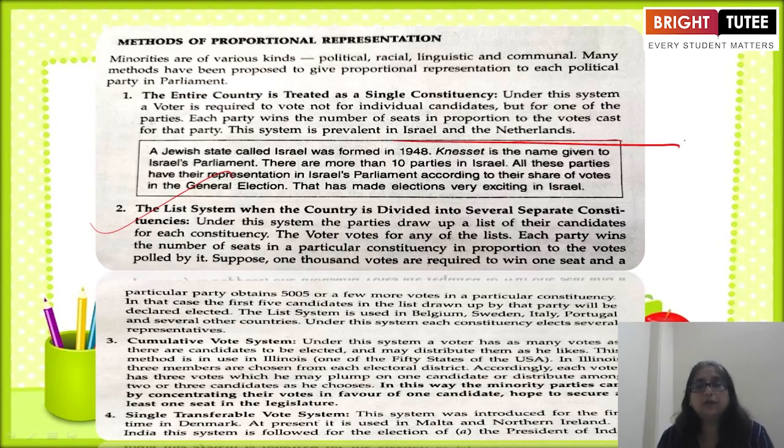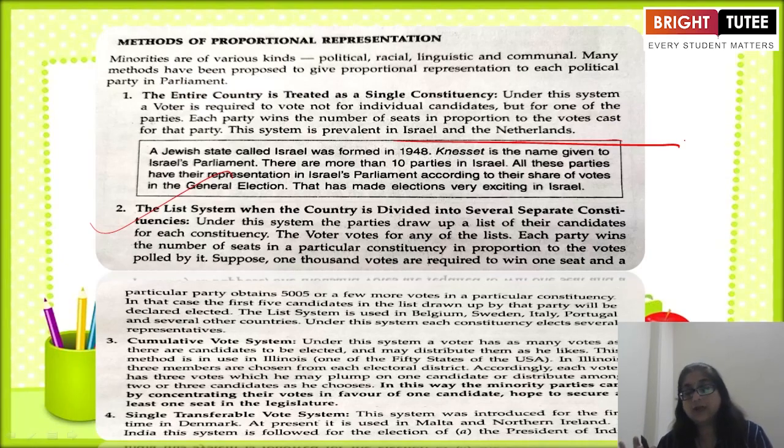And the cumulative vote system. Under this system, a voter has as many votes as there are candidates to be elected, and may distribute them as he likes. This method is in use in Illinois, one of the 50 states of the USA. The voter may plump his votes on one candidate or distribute them among two or three candidates. In this way, the minority parties can concentrate their votes in favor of a candidate in the hope of securing at least one seat in the legislature.